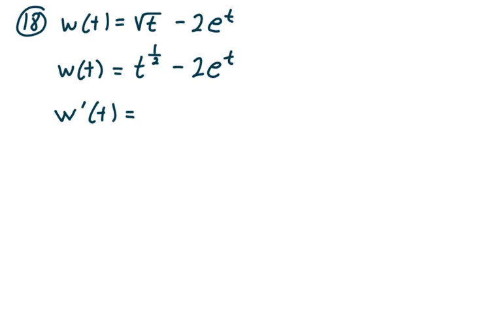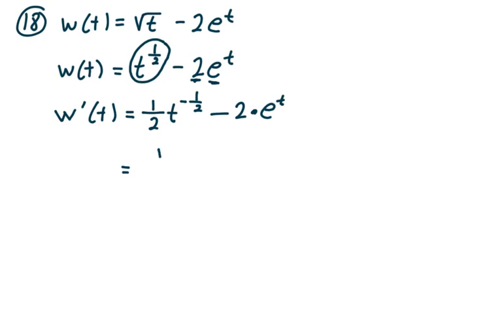Now, I'm going to apply the power rule to this first term. And so when I do that, I get 1/2 t to the negative 1/2, right? And 2 is constant, so it goes along for the ride, and then I've got to take the derivative of e to the t. So this is 1/2 t to the negative 1/2 minus 2 times e to the t.